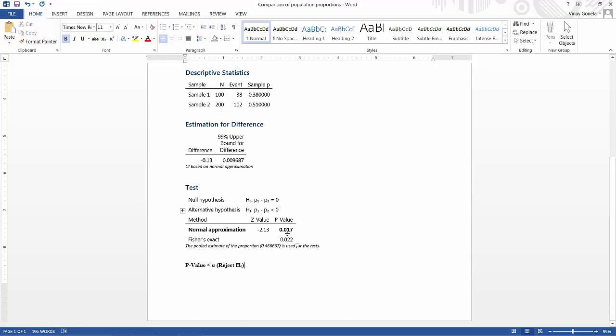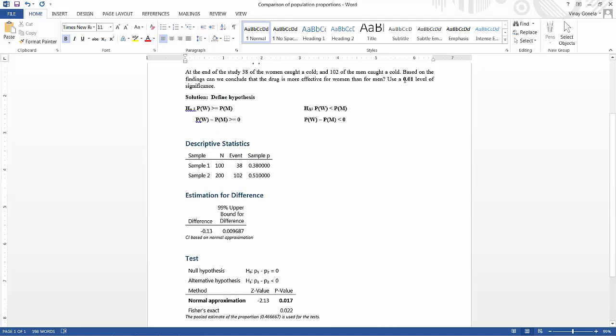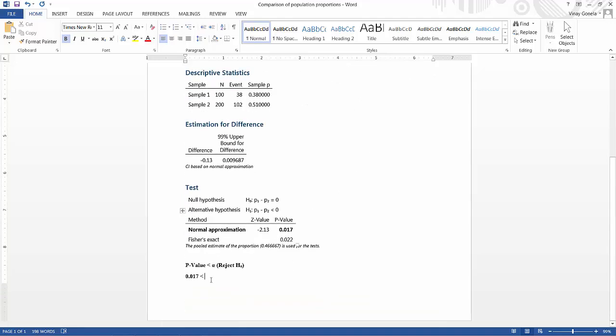So this is our statement. Our p-value is 0.017, less than our alpha, the significance level, which is 0.01. Is this statement true? Is 0.017 less than 0.01? This is not true. So this statement is false. So we say do not reject H null, exactly the opposite of this.